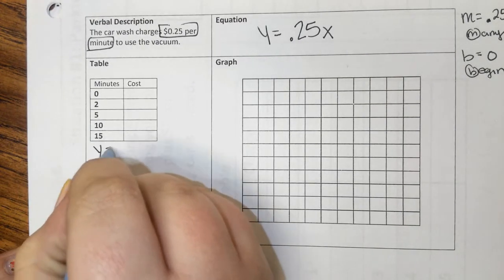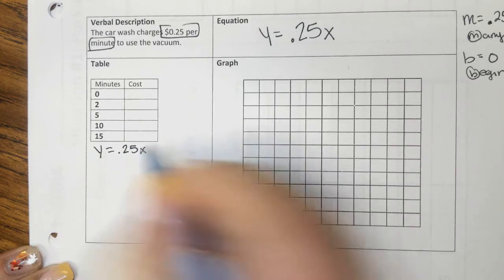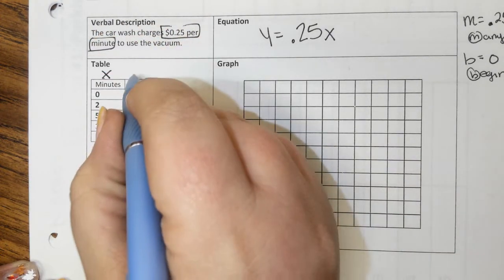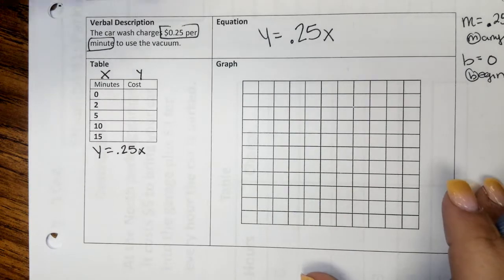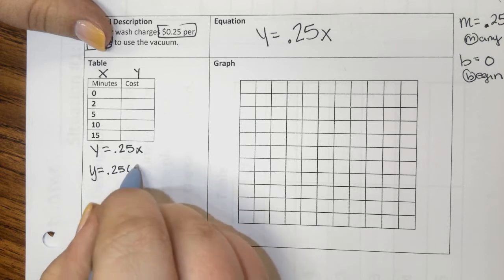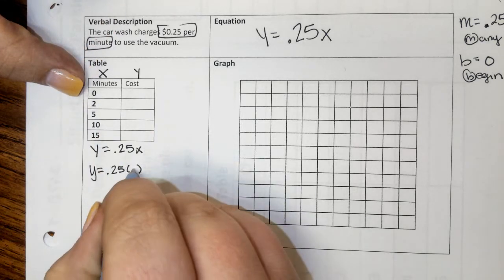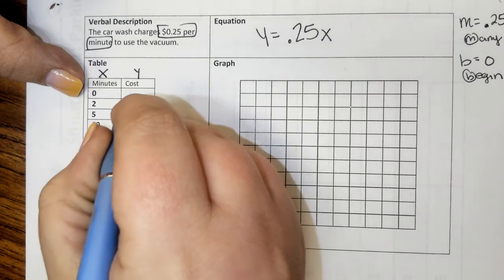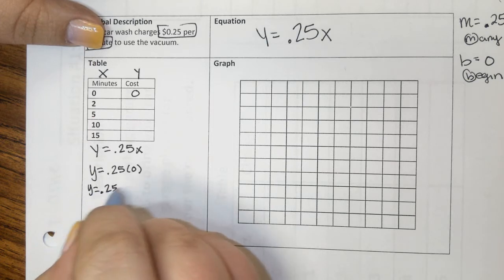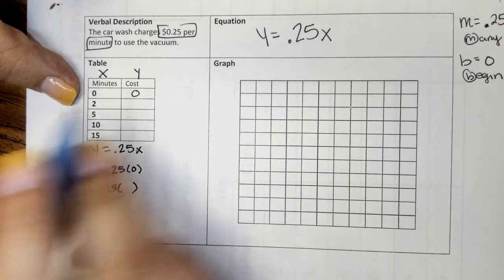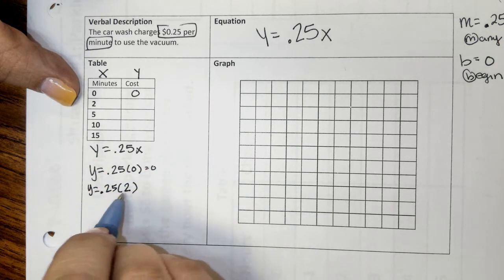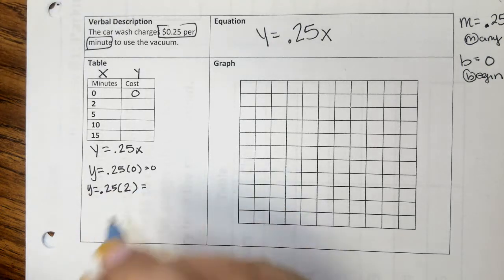I'm going to use the equation y equals 0.25x over and over and over using these x values to find the missing y values. So we'll have y equals 0.25 times x. The first x value is 0. Well, 0.25 times 0 is 0. Now I have y equals 0.25 times x. X is 2. 0.25 times 2, 25 cents, 2 quarters is 50 cents.